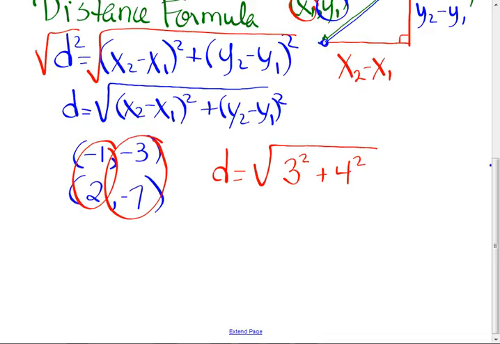Do you recognize that? Look at that. It's 3, 4. What's the other side? 5. Now, you can use a calculator. So if you want to use Pythagorean's theorem and square it out, you may. But I don't need to. Yes?